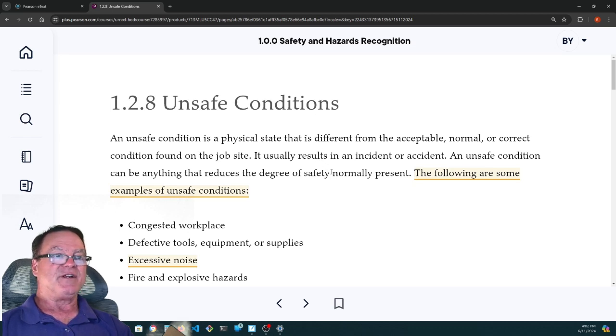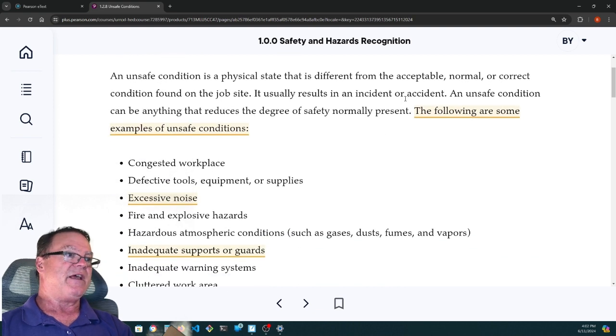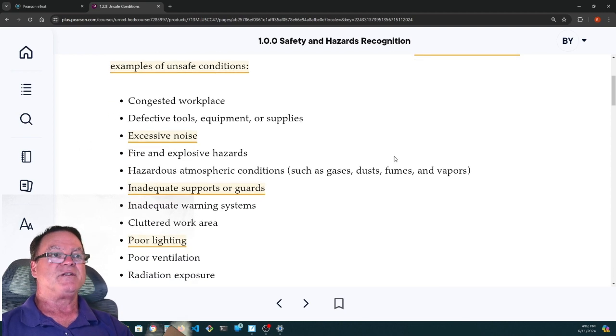1.2.8 Unsafe Conditions. An unsafe condition is a physical state that is different from the acceptable, normal, or correct condition found on the job site. It usually results in an incident or accident. An unsafe condition can be anything that reduces the degree of safety normally present. Now, this is a highlight.